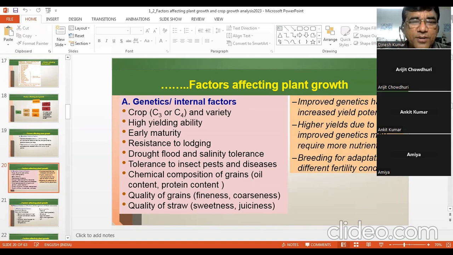Drought, flood, and salinity tolerance. Tolerance to insect pests and diseases is also important. A variety which can tolerate the invasion of insect pests and diseases can do better. They can give you better growth.